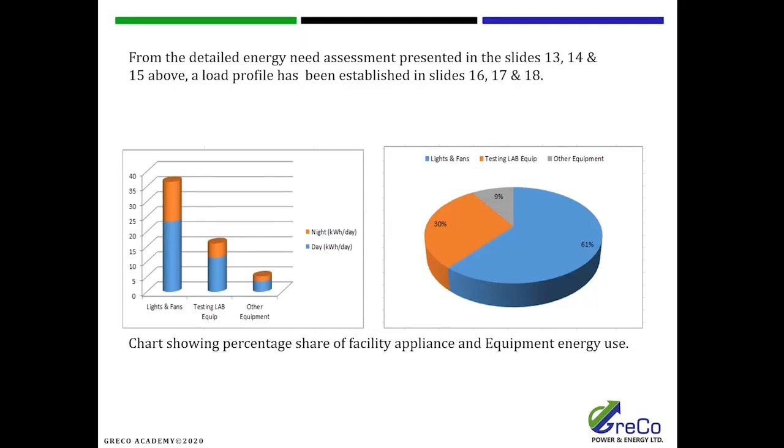The next is a pie chart of the related equipment analysis. Here we can see 61% of the energy used falls under the lighting and fan, while 30% is being used by the testing lab and equipment. Finally, 9% of the total energy used is being consumed by other equipment.